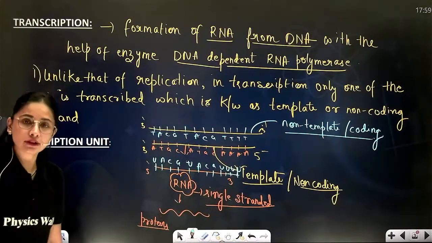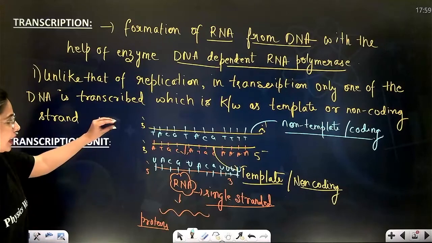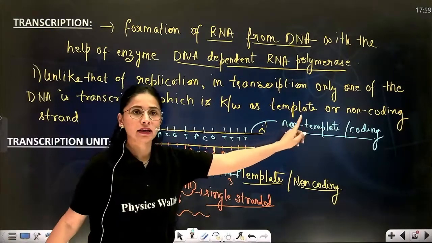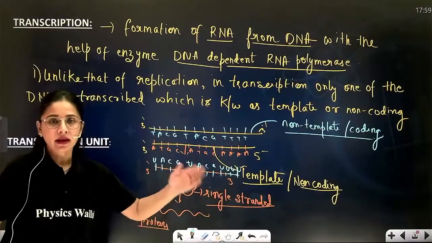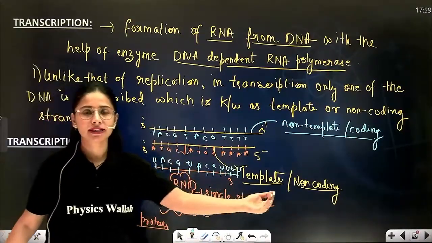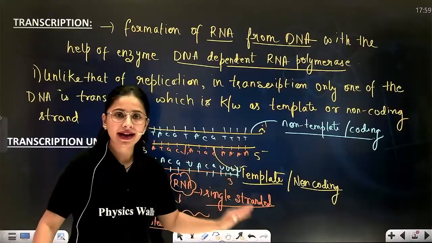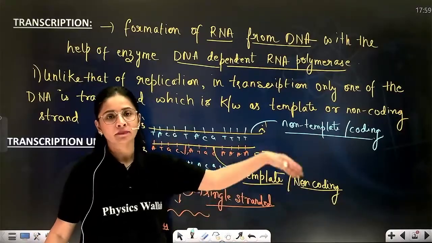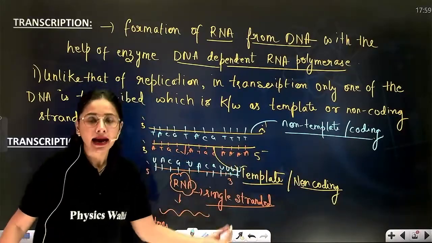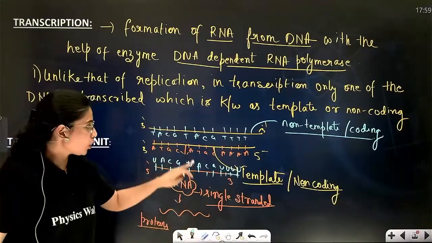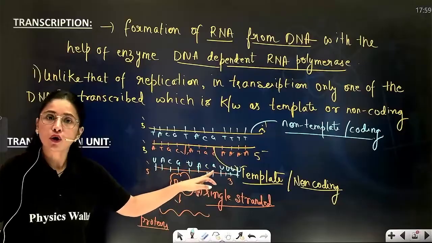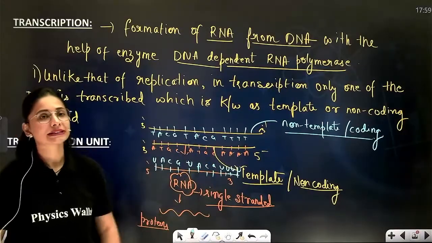So can you say one thing, that the arrangement of nucleotide in non-template and in RNA synthesized is same, except thymine is replaced by uracil. Otherwise, the arrangement of nucleotide in non-template strand and RNA strand is same. Right? Both are complementary to the non-coding strand, also known as template strand.